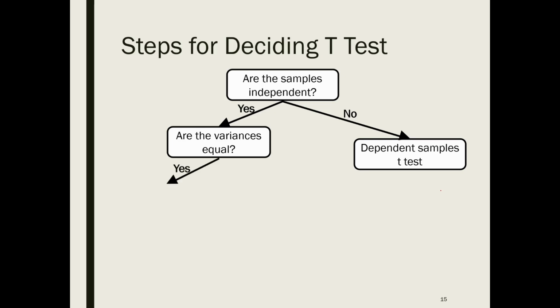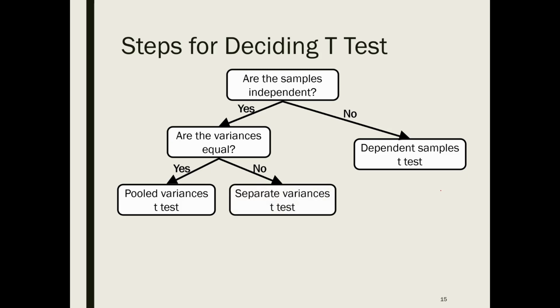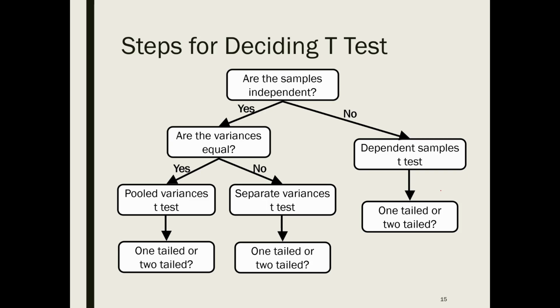If the samples are independent, are the variances of the two populations equal? If they are equal, then we use a pooled variances t-test, which I also call the equal variances assumed t-test. If the two population variances are not equal, we use a separate variances t-test, which I also call the unequal variances assumed t-test. Then for every t-test, based on your research question, you have to decide whether to use a directional test, which is a one-tailed test, or a non-directional test, which is a two-tailed test. You have to decide for each of them.